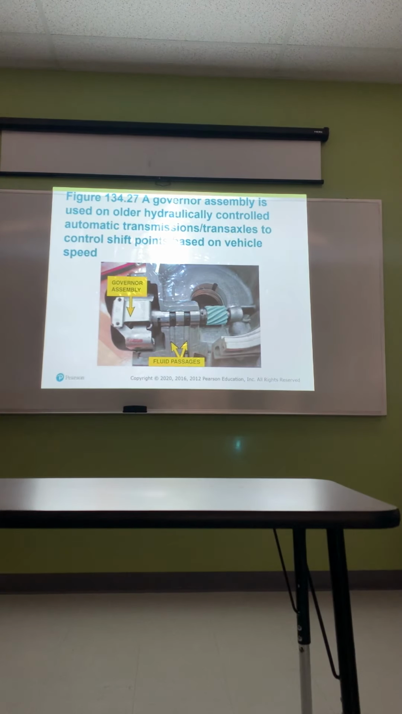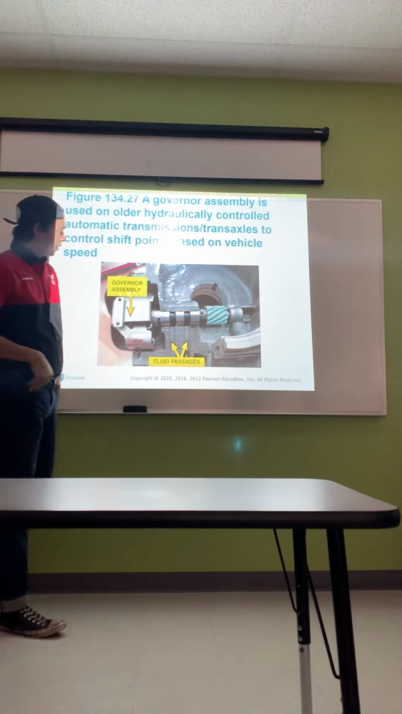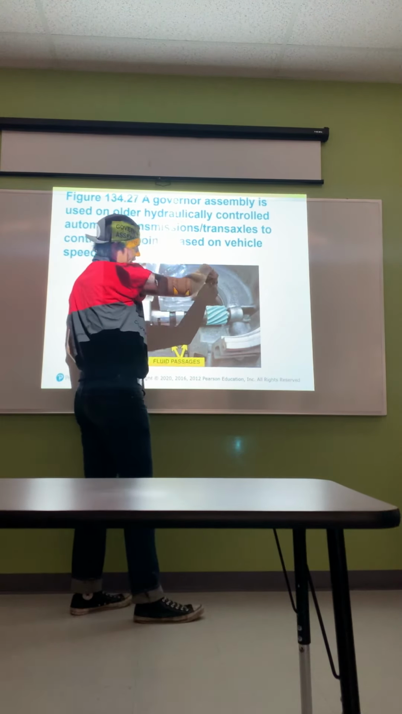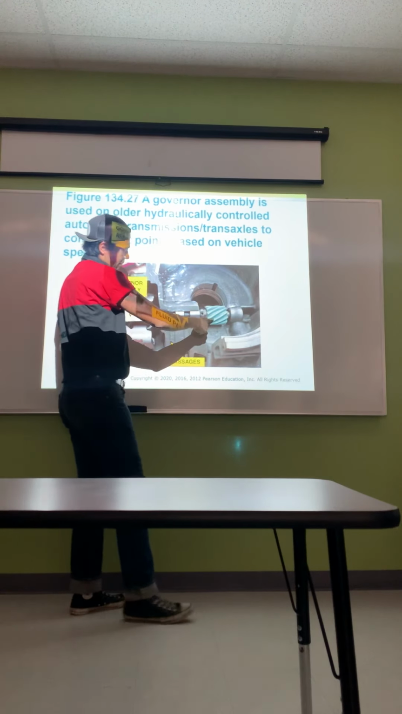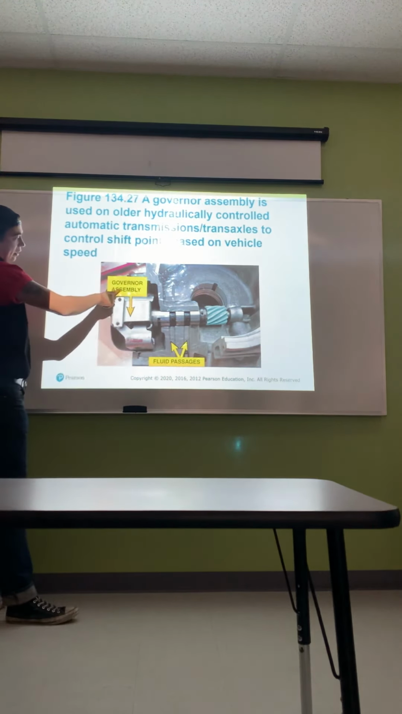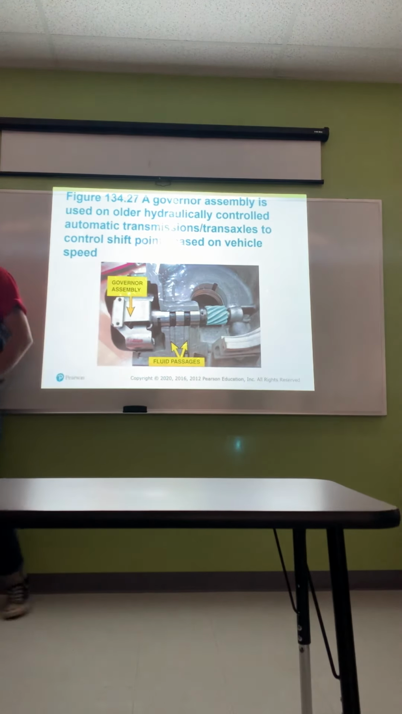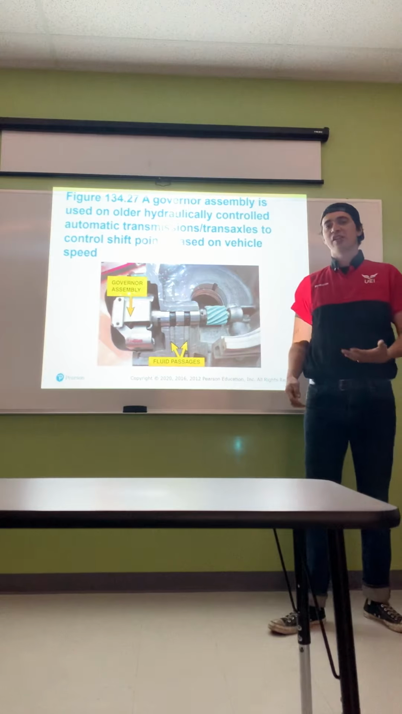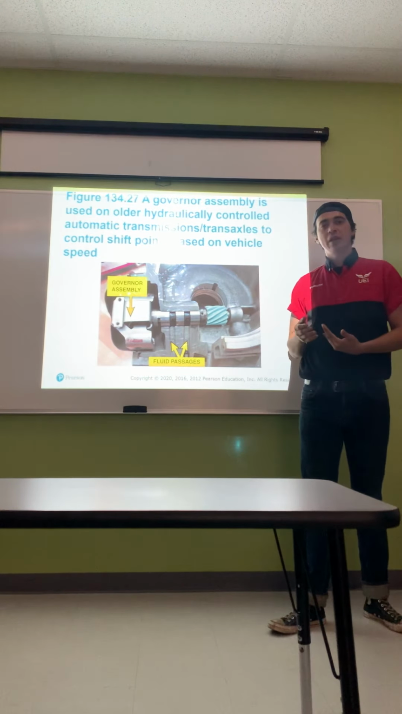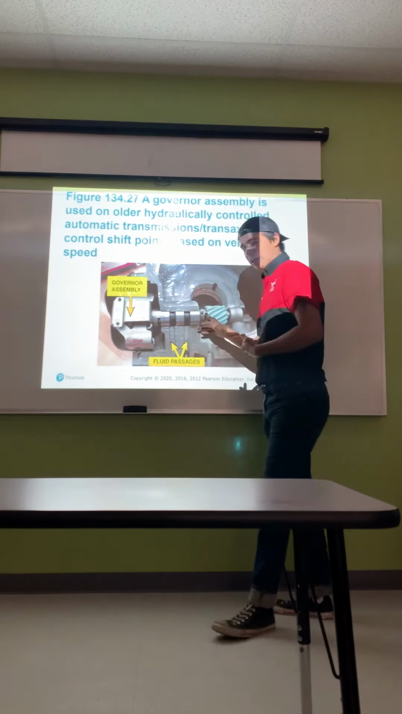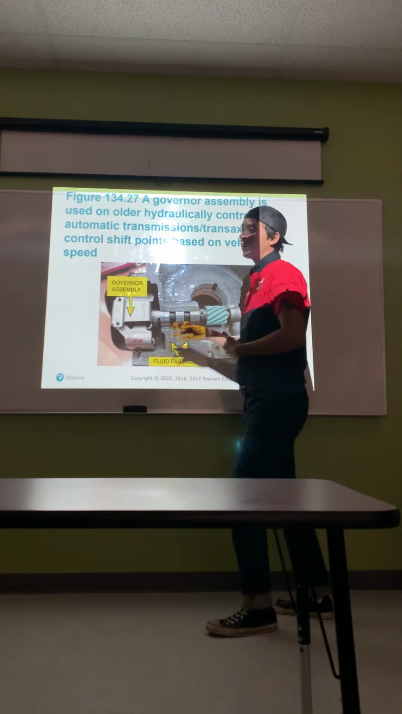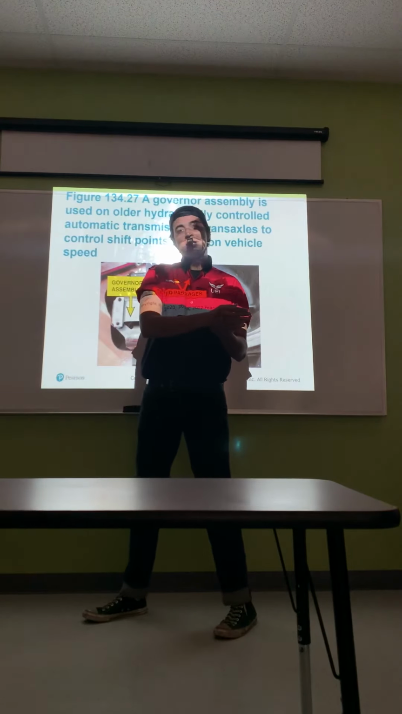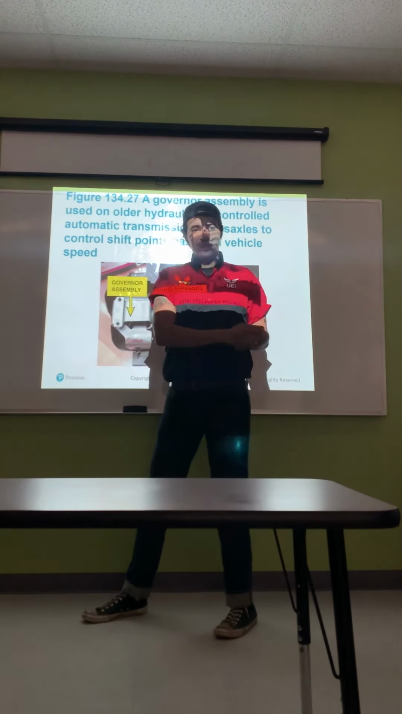A governor assembly is used in older hydraulic control automatic transmissions and transaxles to control shift points based on vehicle speed. The output shaft sits inside this housing, which spins this plastic gear. As it's spinning, it's monitoring the actual RPM of the output shaft on the transmission, which then helps control when the vehicle actually shifts. So it's watching to see how fast you're going, or how fast it's starting to accelerate. By monitoring the speed of the rotation of the shaft, it knows, okay, we're trying to go fast, so let's hold off on our shifts, let us get as fast as we can, then shift into the next gear.